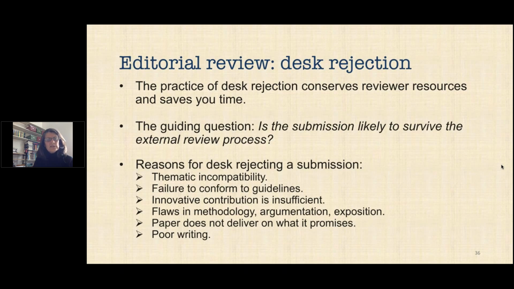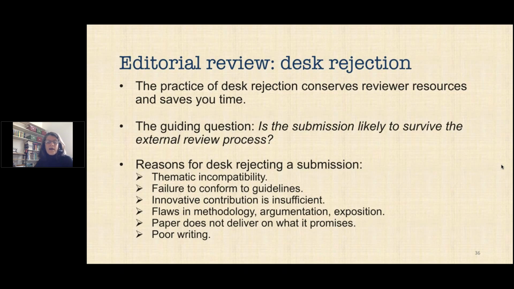But the guiding question is not whether the editor likes the paper or not. That's not really the issue. The issue really is: is the submission likely to survive the external review process? And if the opinion is that it's not likely to survive the external review process, which can take months, then it's generally judged to be better to turn down the paper.